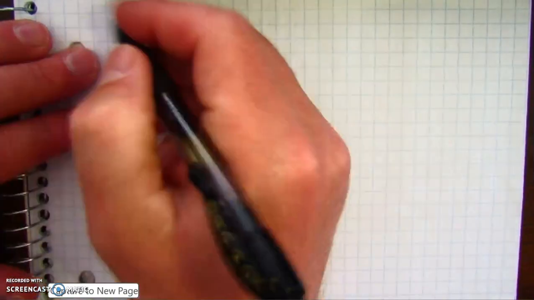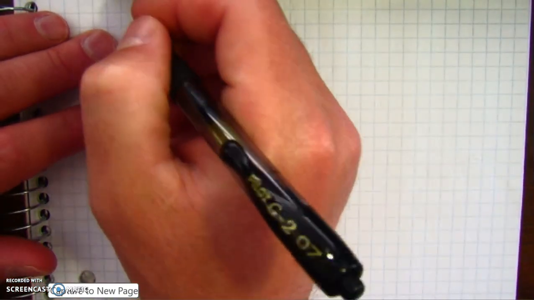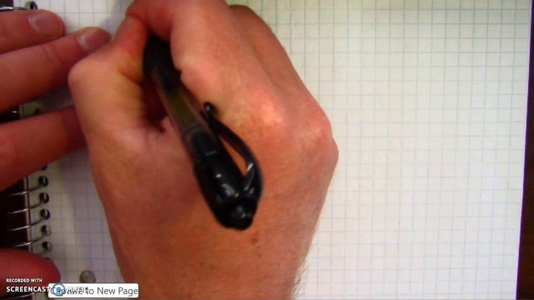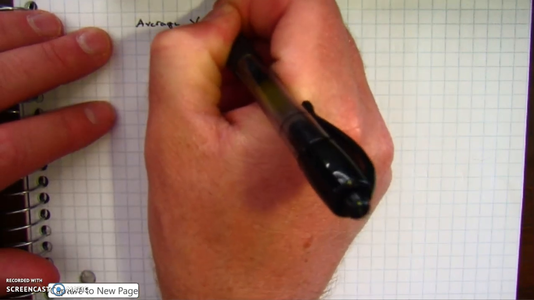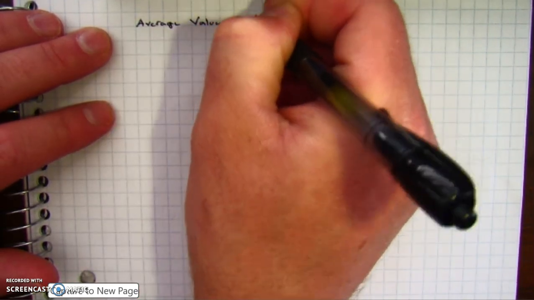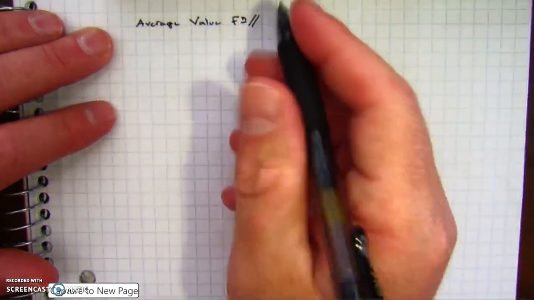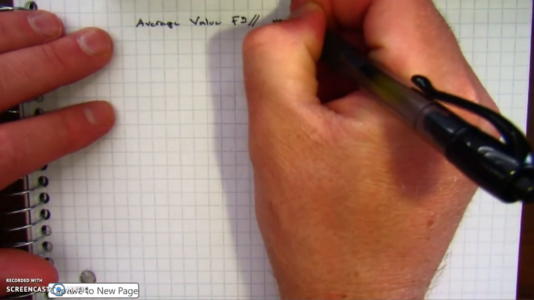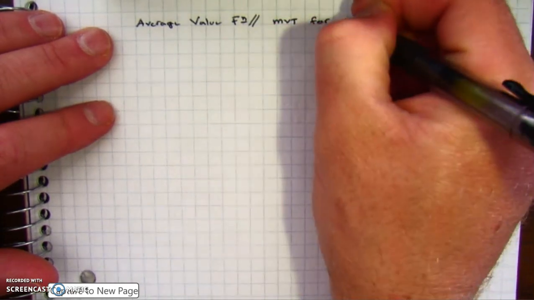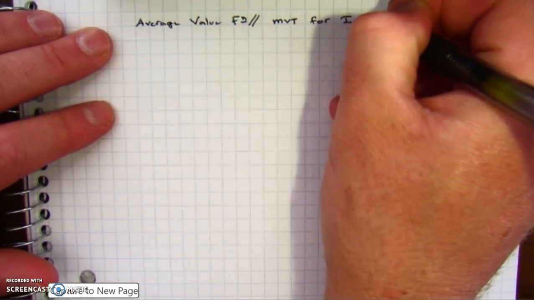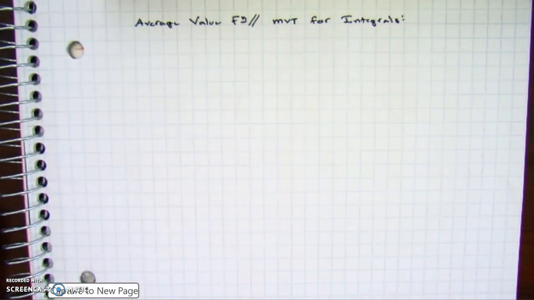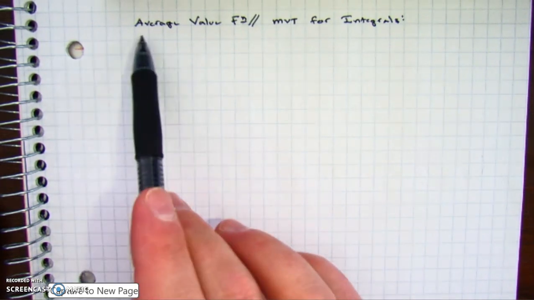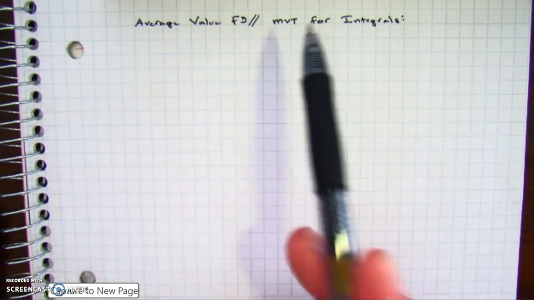Okay, let's talk about two things, but it's going to be kind of the same discussion. The first one is the average value function, and that's a precursor to the mean value theorem for integrals. And remember, we have one for derivatives also. So this one is specifically with integrals. And this one is neat, as the name would imply.